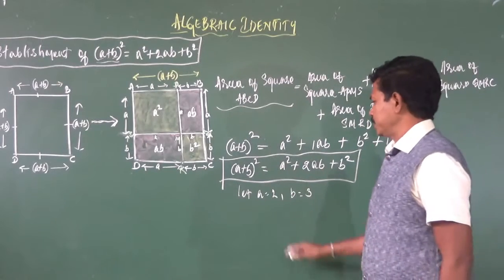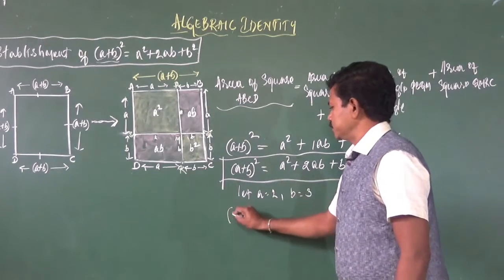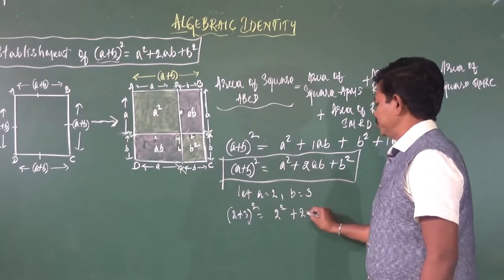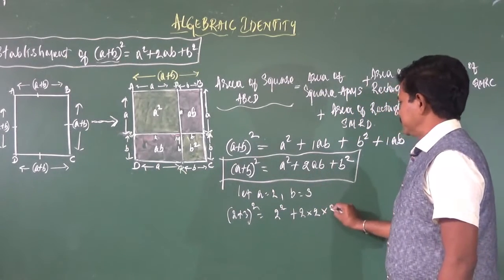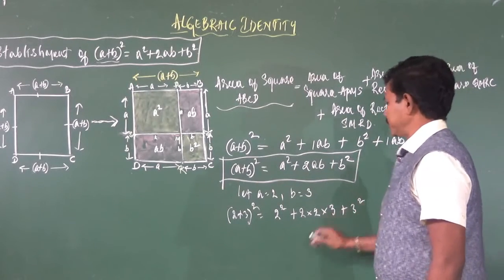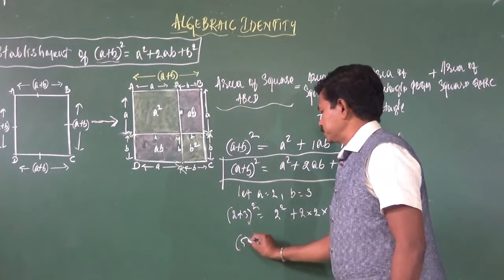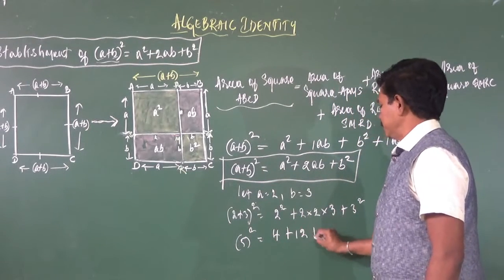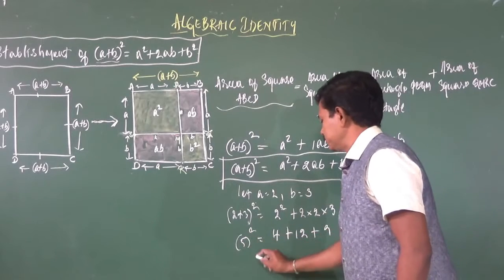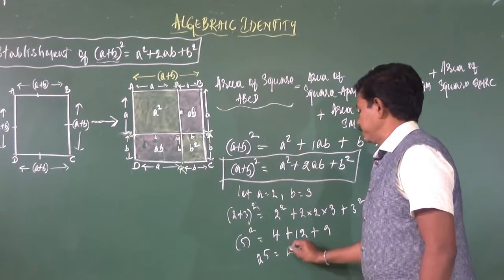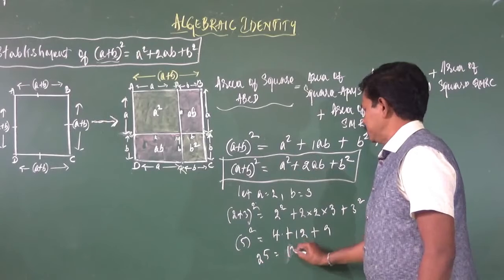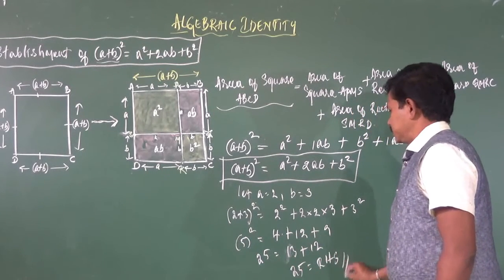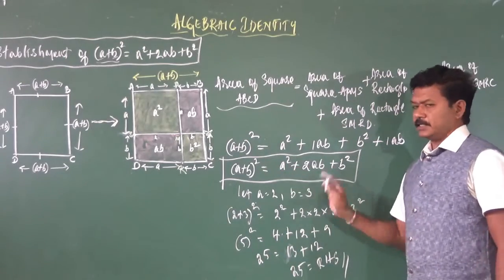In this example I am going to substitute these values here. So it is (2 plus 3) whole square equal to 2 square plus 2 into B, which is 3, plus B square, which is 3 square. So (2 plus 3) whole square becomes 5 square, equal to 2 square, which is 4, plus 2 2s are 4, 4 3s are 12, plus 3 square is 9. So 5 square is 25, equal to 4 plus 9 is 13, plus 12. So 25 is equal to 25, that is RHS. Therefore it is called an algebraic identity.